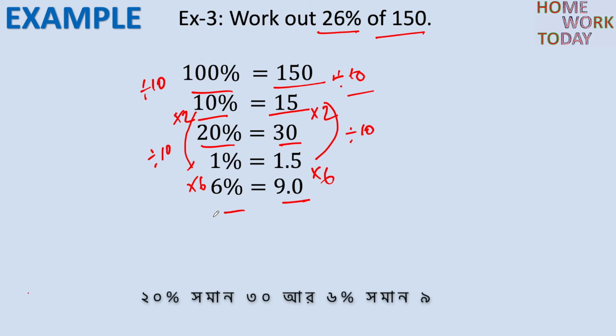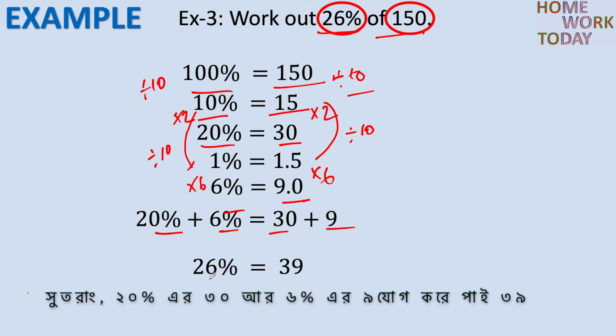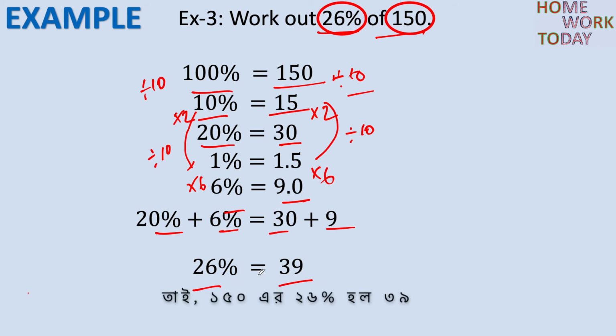20% is 30 and 6% is 9. Adding 20% and 6%, we get 26%. Therefore, we add 30, which is 20%, and 9, which is 6%. So the total is 39. So 26% of 150 is 39. 39 is the answer.